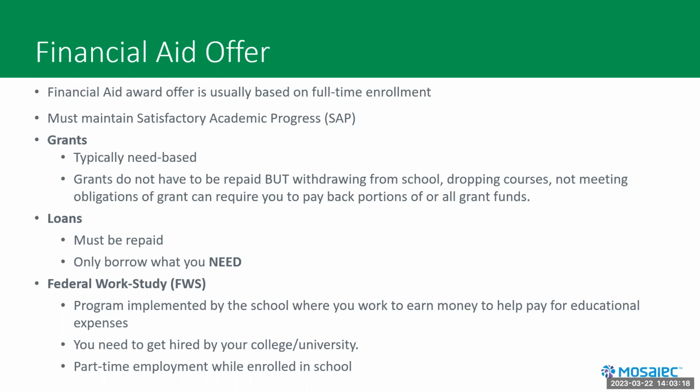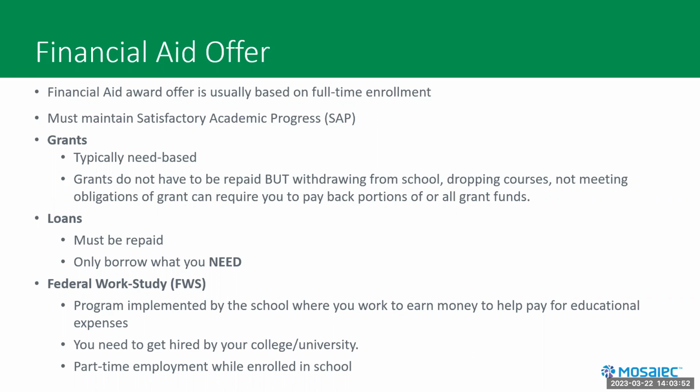Now, for Federal Work Study. Federal Work Study is a program that's implemented by the school where you work basically to earn money to help pay for school. This may be a job that's on campus or in one of the campus offices. This particular position, you usually have to actually apply and get hired by your college or university. So maybe not every single student that sees Work Study on their award offer may actually get the job, because you have to go through the process to actually apply and get chosen for the position.